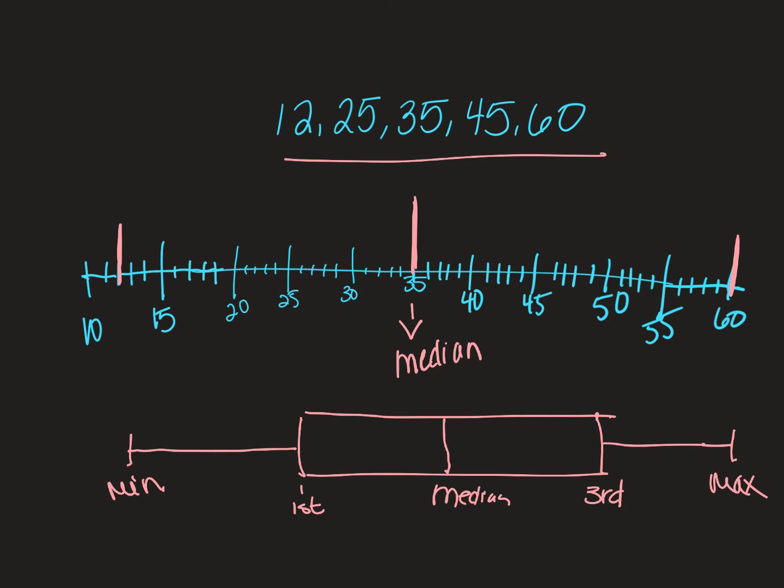Now, what is the first quarter? In other words, in this case, what is the middle number between these three numbers? 25. Okay, what's the middle number between these three numbers? 45. So we'll go over here to 45, draw a line. That is your box and whisker plot. Okay?